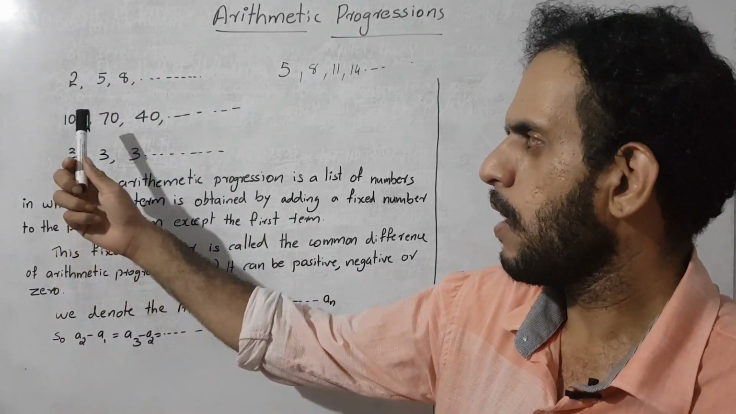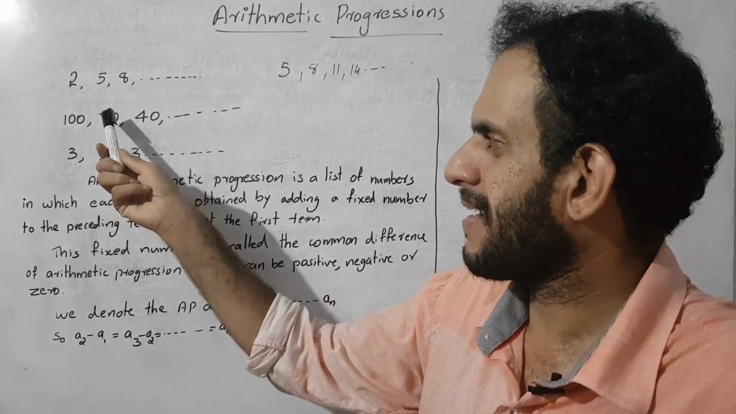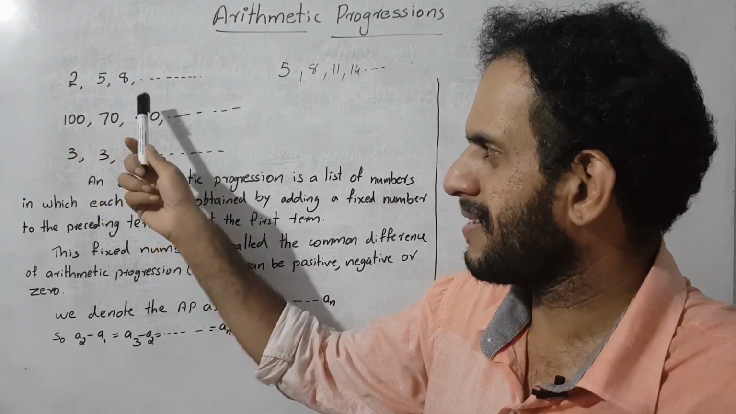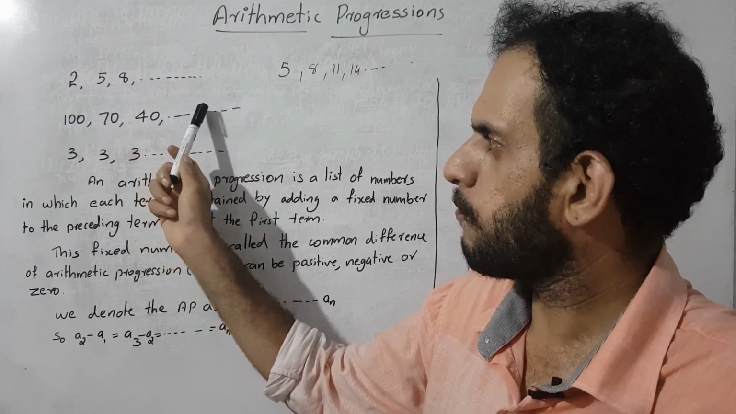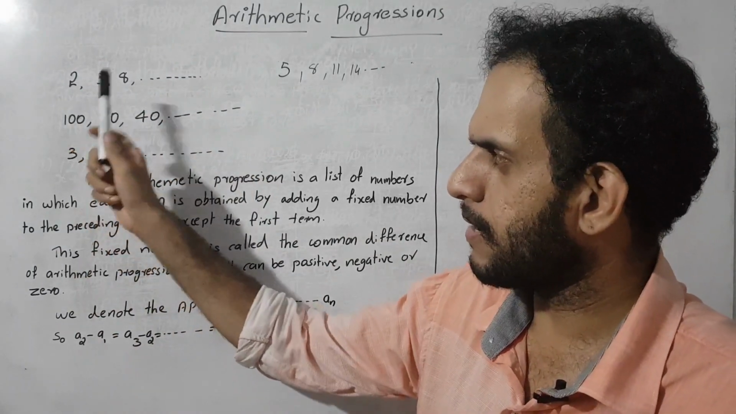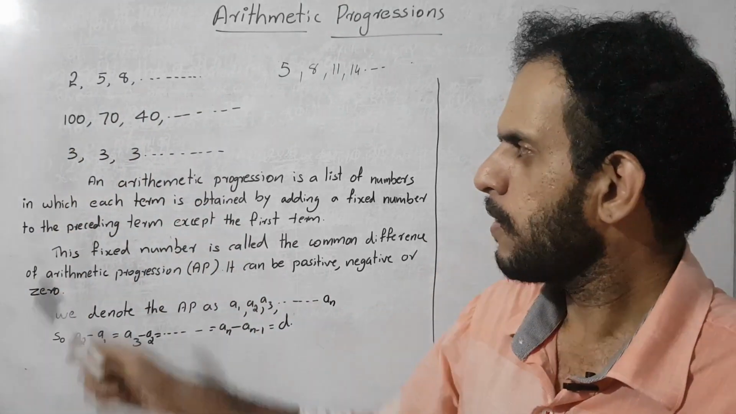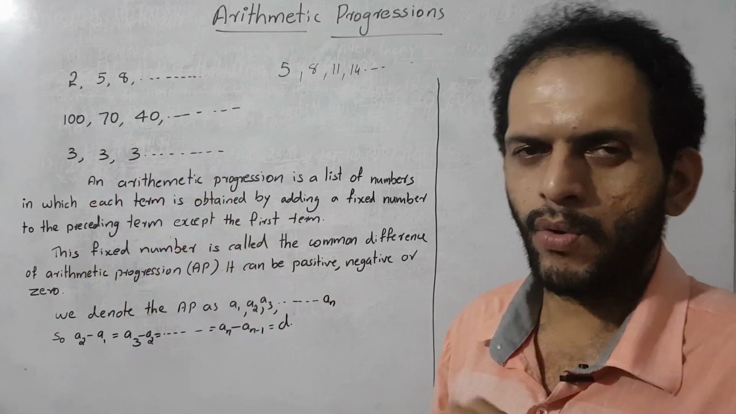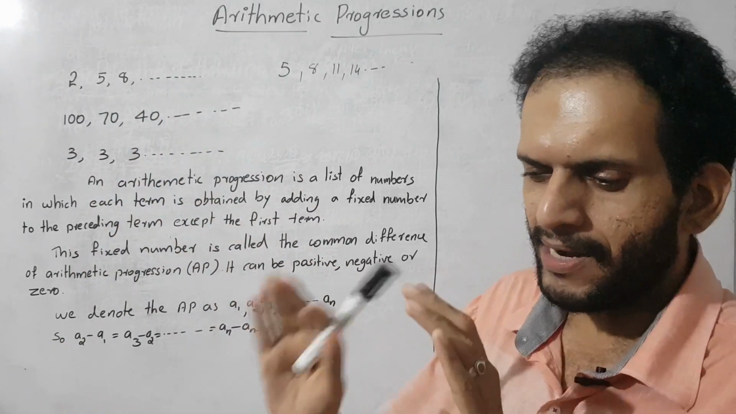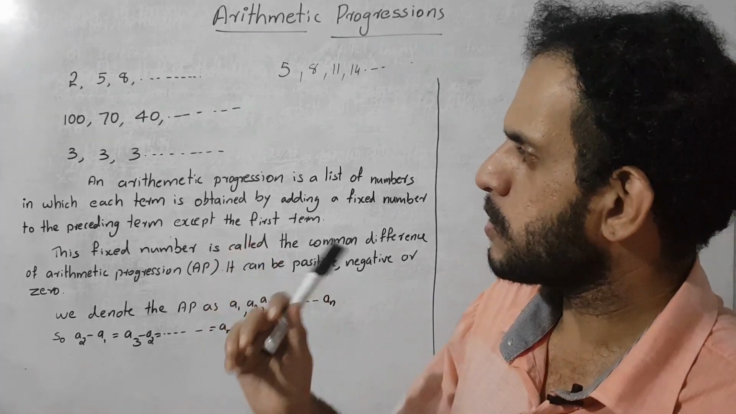Then here also, how do we identify which number we added there? Second minus first, or third minus second, or fourth minus third. 70 minus 100. What is 70 minus 100? That is minus 30. 40 minus 70, that's also minus 30. The difference we get is always equal, correct?